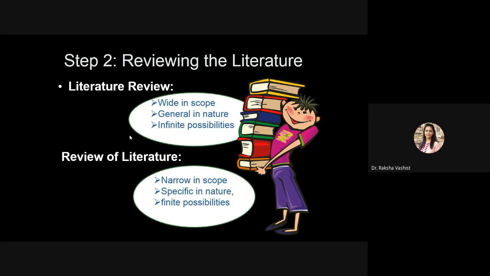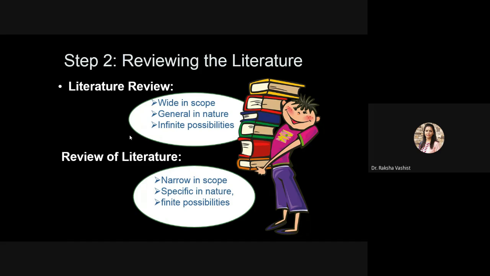Review of literature means you have a specific objective, whereas literature review is used before selecting your topic. All right. So literature review helps to select your topic, whereas after selecting your topic, you have to be specific about the objectives, and the analysis of the previous research is done on the same topic. Then you go through the review of literature, not literature review.